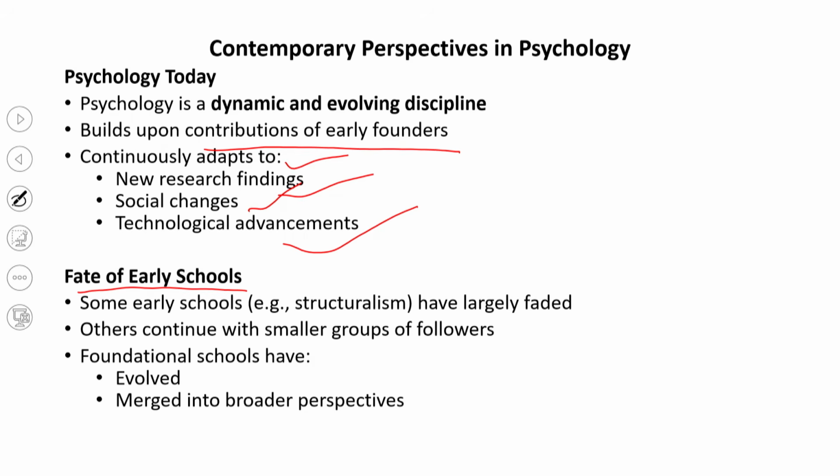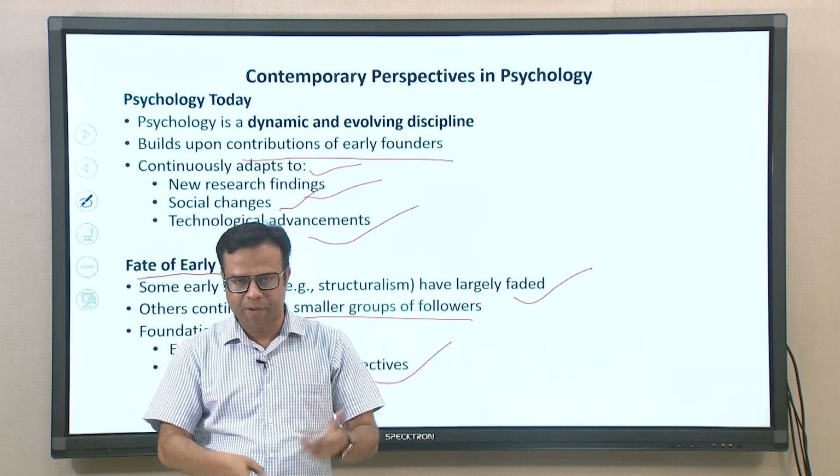If you see a lot of the early schools of thought that we discussed, structuralism, gestalt psychology, psychoanalysis, behaviorism and so on, some early schools like structuralism have largely faded. We do not see anyone talking about this school of thought from today's perspective. Others continue with smaller groups of followers, like behaviorism. Obviously, behaviorism still has a lot of application in therapies, but the influence has really shrunk. Foundational schools have evolved and merged into broader perspectives. A lot of schools actually merged, and newer perspectives and thoughts got merged with them.